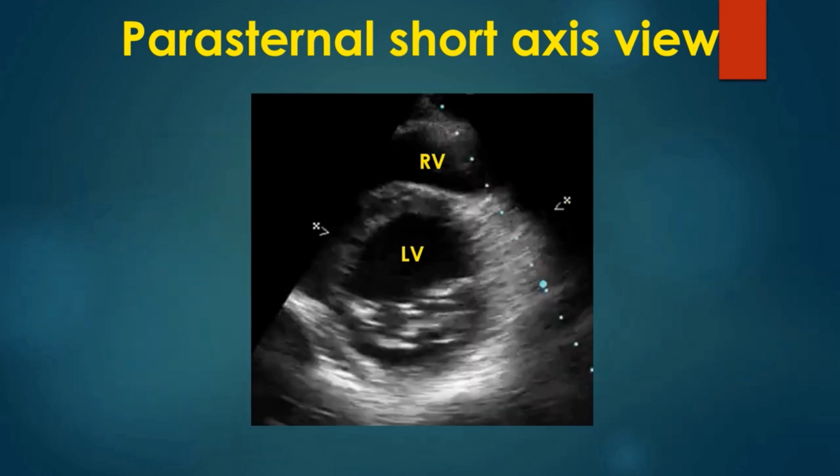Slight downward angulation of the transducer from this view gives the left ventricular cross-section with mitral valve cross-section within. Right ventricular cavity is elliptical in this view and left ventricular cavity is circular. Wall motion of the left ventricle can be assessed in this view also. Planimetry of mitral valve area can be obtained in parasternal short axis view in case of mitral stenosis.